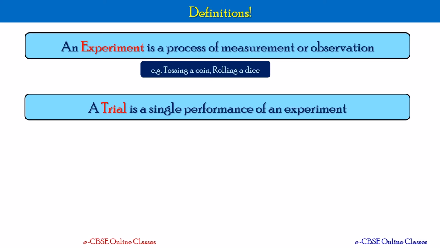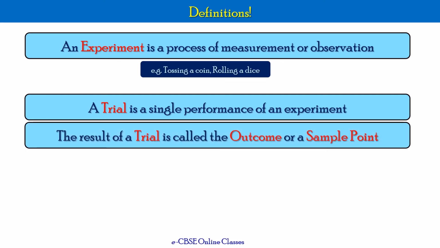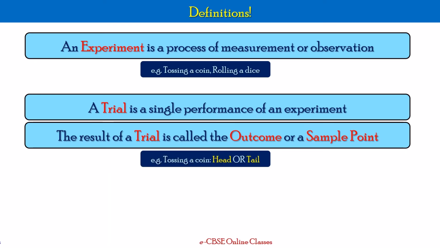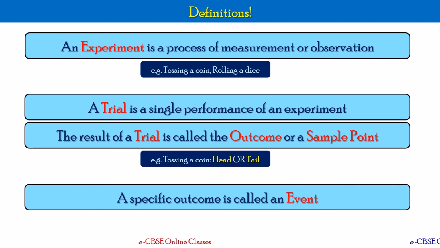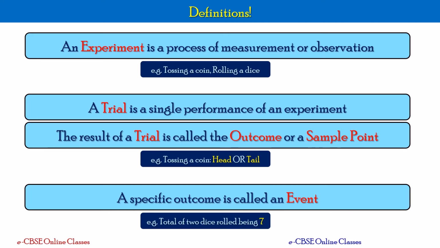A trial is a single performance of an experiment. For example, rolling the dice once is called a trial. The result of a trial is called the outcome or sample point. For example, if tossing a coin is an experiment, head or tail are called outcomes. A specific outcome is called an event. For example, if you are rolling 2 dice, the total of the 2 dice can be anywhere from 2 to 12, correct? So if I want to ask what is the chance that the total of 2 dice is 7, that's a specific event that I'm talking about.